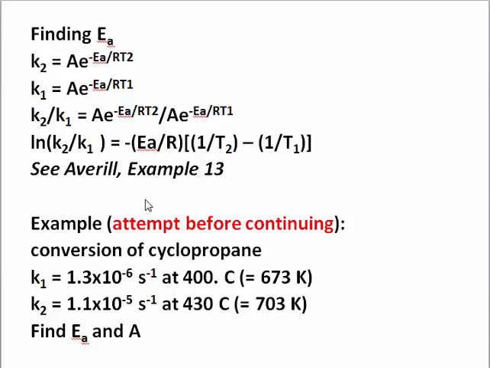Right, here we have an example that you could attempt before continuing concerning the conversion of cyclopropane. We have rate constants at two temperatures, 400 and 430 C, corresponding to 673 and 703 Kelvin. See if you can use this relationship to determine the activation energy and A, the pre-exponential factor.